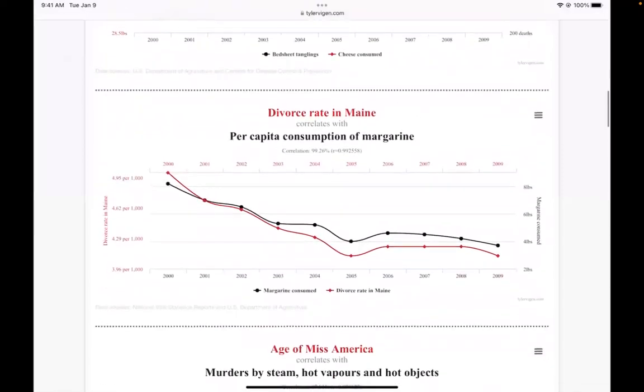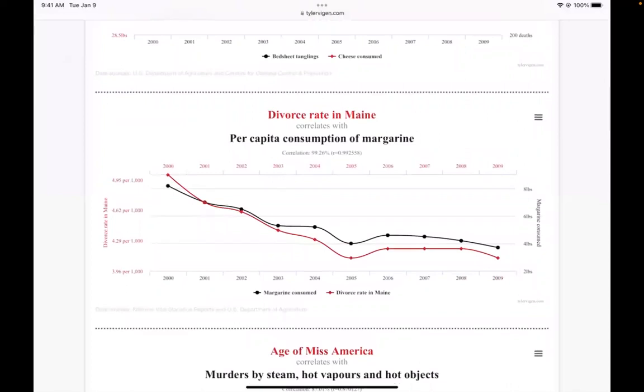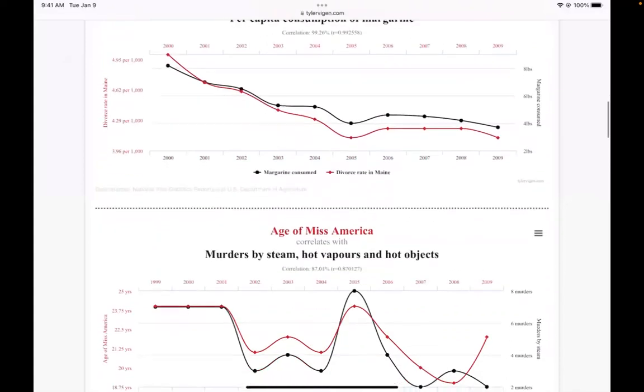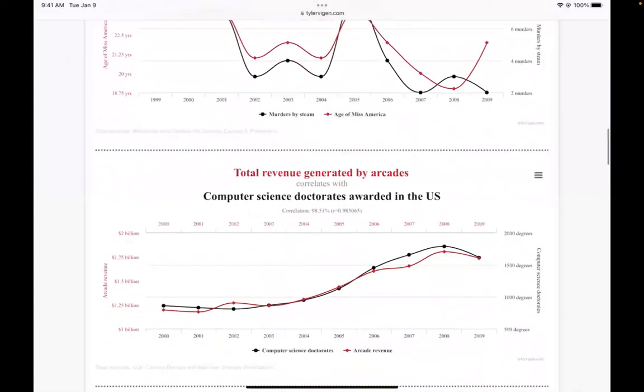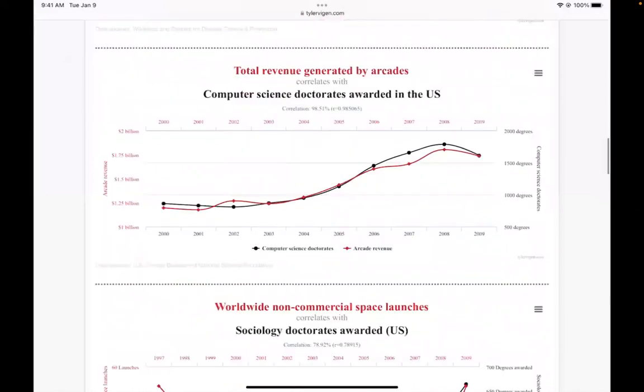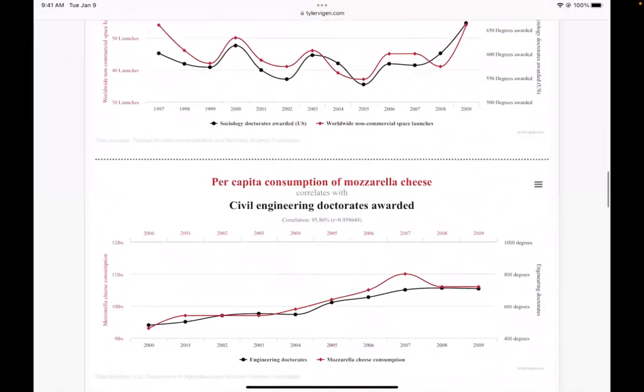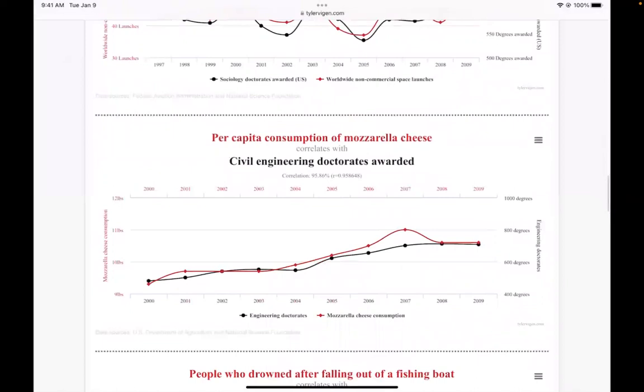Apparently, divorce rate and margarine consumption are correlated. So if you eat a lot of margarine, you might get divorced. 0.9926 is our correlation coefficient. It's just really hilarious. There's a ton of it. Arcades and computer science doctorates, mozzarella cheese consumption and civil engineering doctorates. So if you want a doctorate in civil engineering, eat a lot of mozzarella cheese, because that's a 0.9586. So it's a really great website.